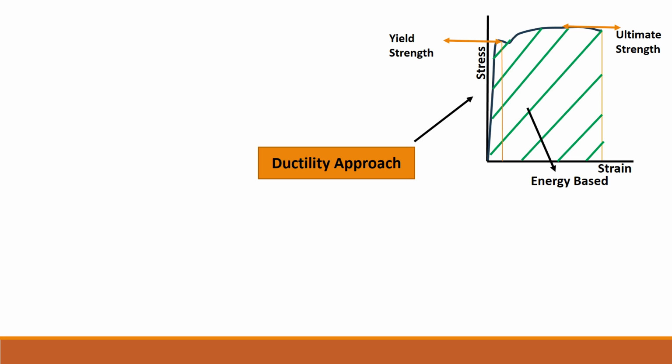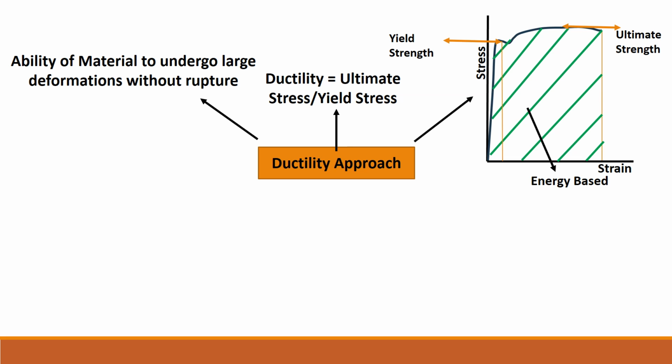So, coming to this, we can say that ductility of a structural element would depend upon the ductility of the material first. And this ductility is described by ductility being equal to ultimate stress by yield stress. Now, what are we talking about? We are talking about the ultimate stress in a reinforced concrete here and the yield stress in reinforced concrete. Now, this property of ductility being a material property is that it's an ability to undergo large deformations without rupturing.